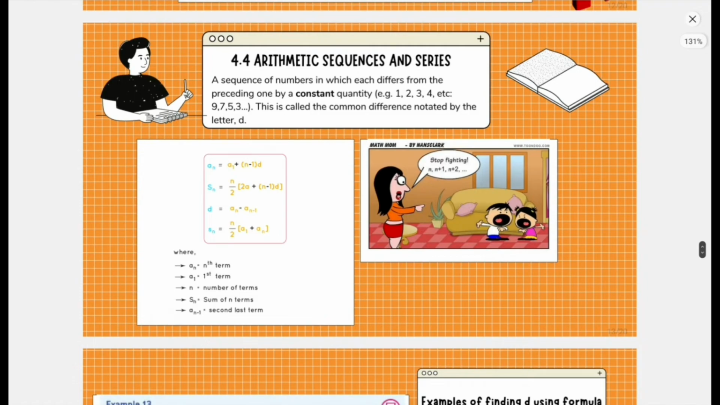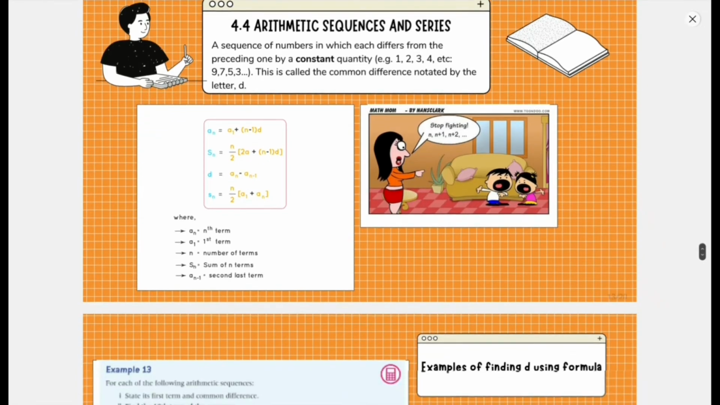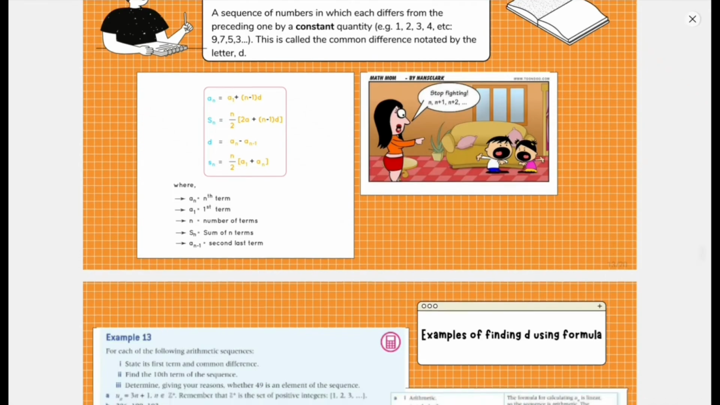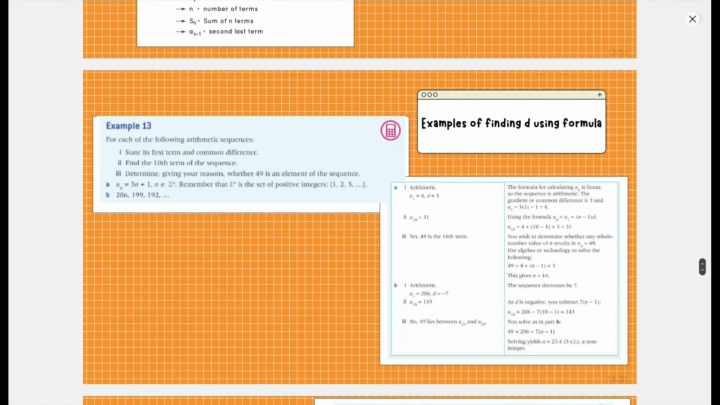So I will talk about 4.4, which is about arithmetic sequences and series. We already learned this during our secondary school, which is chapter 1, form 5 in the KBSM additional mathematics syllabus. So this chapter is just to refresh our understanding and knowledge. These are the formulas that we are going to use in arithmetic sequences and series. I hope that you all still remember what a, d, n, and S refer to. Okay, let's move on to a few examples.